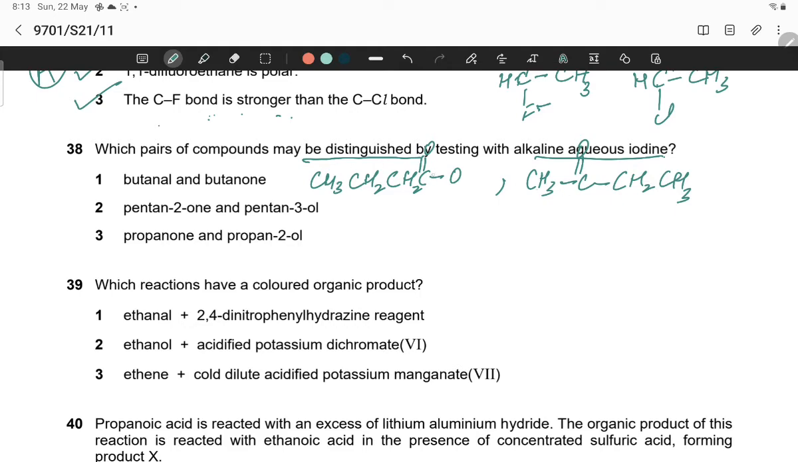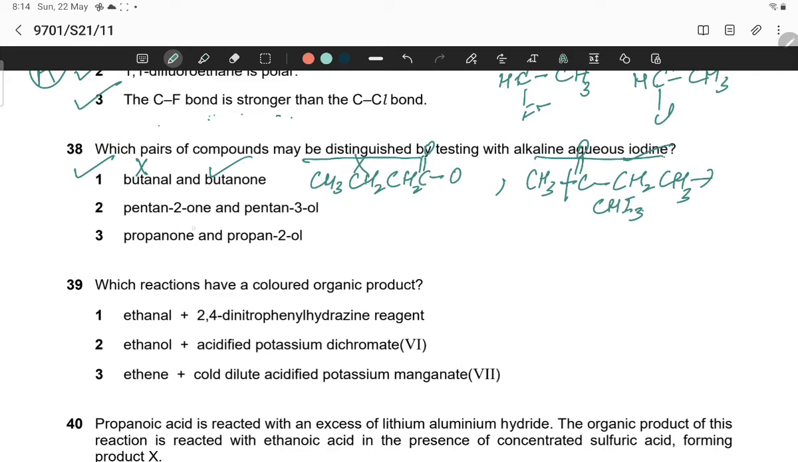Butanol will not give a positive result with alkaline aqueous iodine, but butanone can give the positive test with aqueous iodine. As the CH3 is directly attached to C double bond O, it gives a yellow precipitate of CHI3 when reacted with alkaline aqueous iodine. So this is giving the positive test, but this cannot give. So butanol and butanone may be distinguished by testing, so this is the correct option.